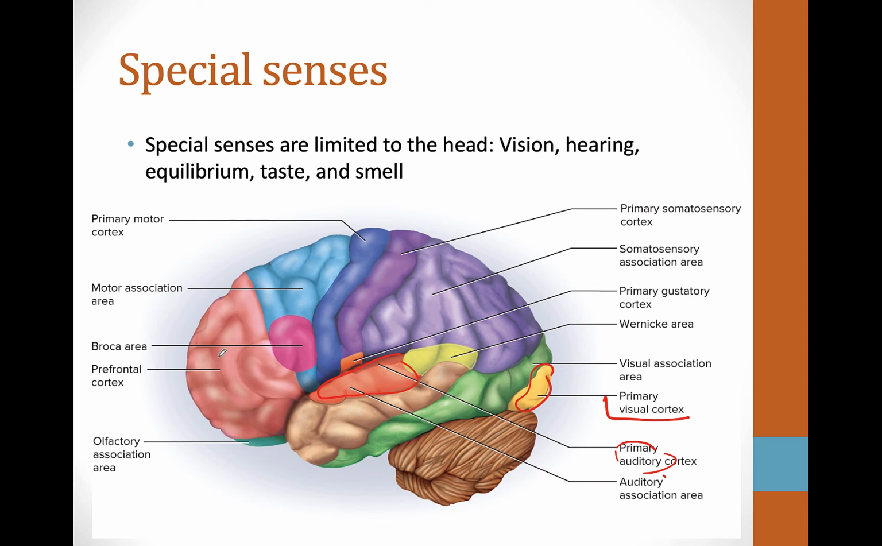Equilibrium is your sense of balance. This is going to be found in the cerebellum, as well as in the brainstem. Taste, or gustation, is found right here in the parietal lobe at the very bottom of the primary somatosensory cortex. And olfaction, which is smell, is found down here on the medial side of the temporal lobe and the inferior side of the frontal lobe.